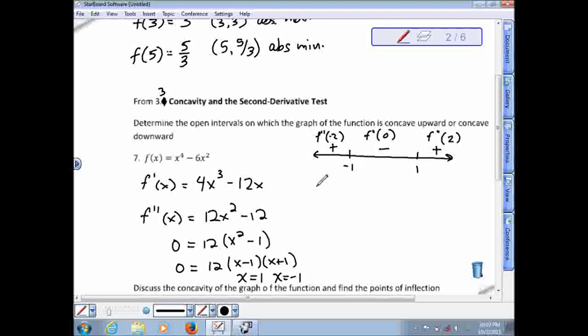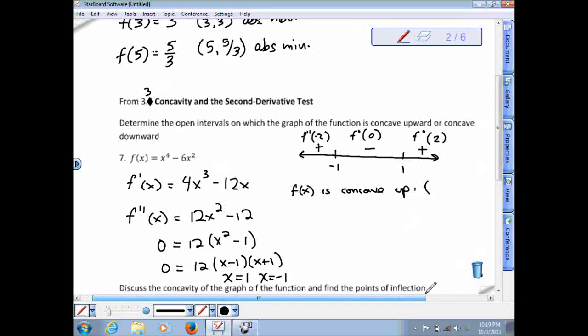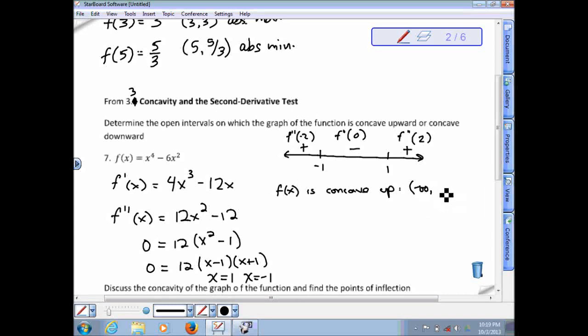So the intervals: f of x is concave up on the interval -infinity to -1, and there's also another interval here, union 1 to infinity. And f of x is concave down on the interval -1 to 1.